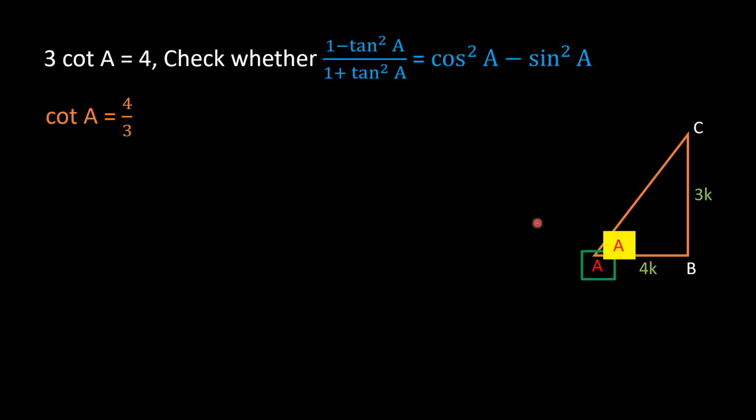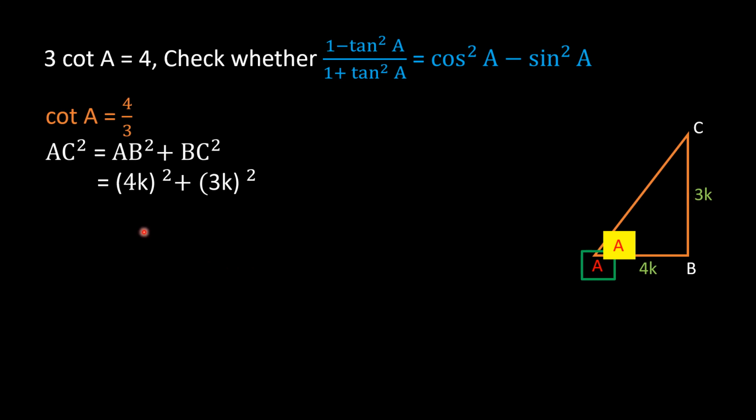We have a right triangle ABC, and since cot A is a ratio 4 divided by 3, we write AB equals 4k and BC equals 3k. Now by Pythagoras, we write AB squared plus BC squared equals AC squared, or AC squared equals AB squared plus BC squared. We will put the values. We have AB equals 4k, BC equals 3k.